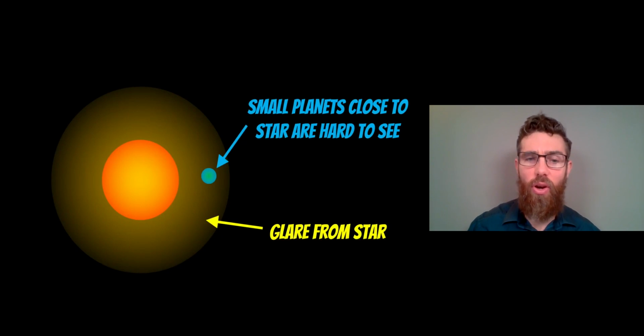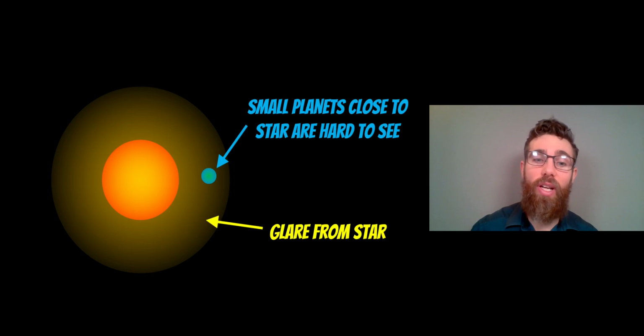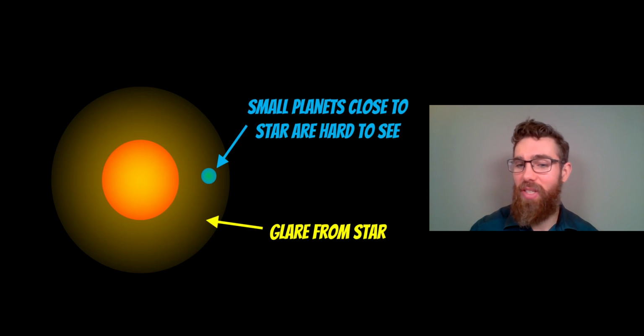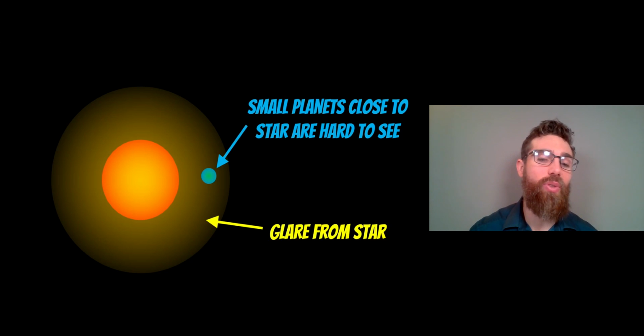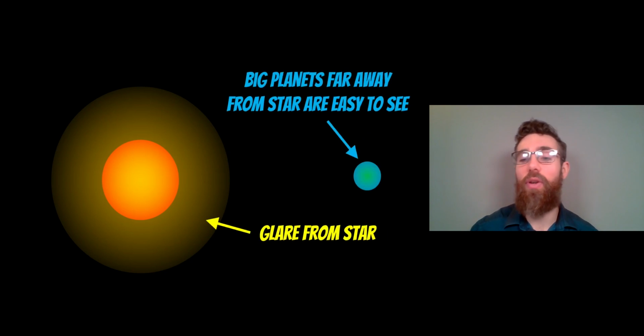So if we have a look at a star, they are obviously quite bright. They're emitting quite a lot of light. And if you have a small planet that is very close to that star, then it's going to be very difficult to detect. So the glare from that star will basically outshine any light that's coming from the planet. So the planet will reflect some light. We can detect that. But if it's next to a star, then obviously it's going to be very difficult to detect. And the bigger the planet, the further away it is from that star, the easier it's going to be to detect.